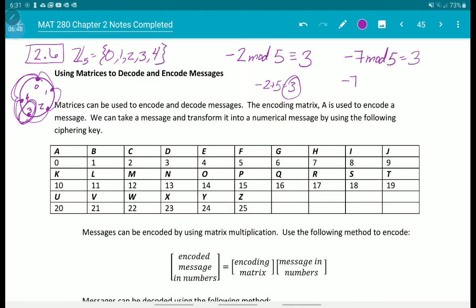Another way to think about this is we just add 5 until we get to a number that's inside of that set. So negative 7 plus 5 is a negative 2. And if I add 5 again, I'm going to get a positive 3. So there's 2 ways to think about it, in terms of the clock or in terms of adding and subtracting.